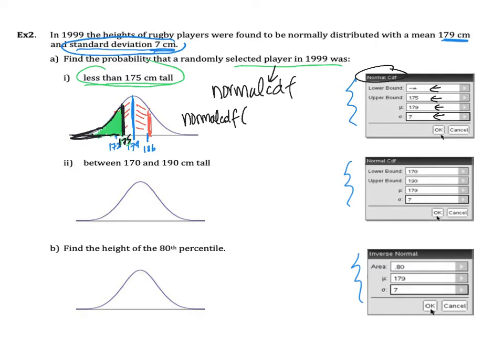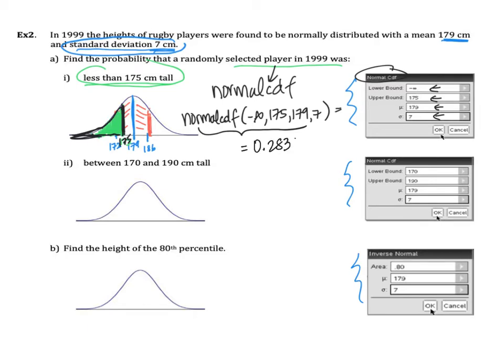The work that you would have to show on your paper is when you put those values in, it's going to spit out normal CDF, negative infinity, 175, 179, and then 7. So this is the work, because this is what it's going to spit out on your calculator. And then your answer. You're going to get a method mark for having that written on your paper, showing us what you plugged into your calculator.